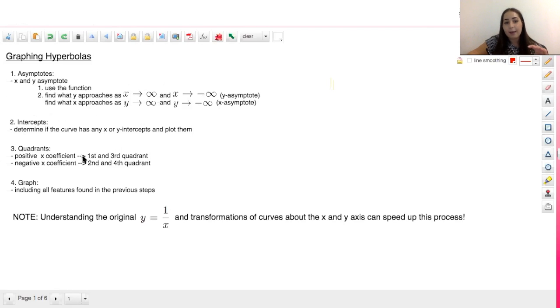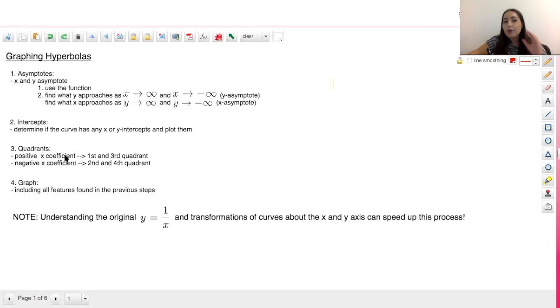Next is your intercepts. Just like any function, your intercepts are probably your biggest indicators of what your curve looks like. So your x and your y intercepts are probably one of the most important things with any function. And so a hyperbola is no different.